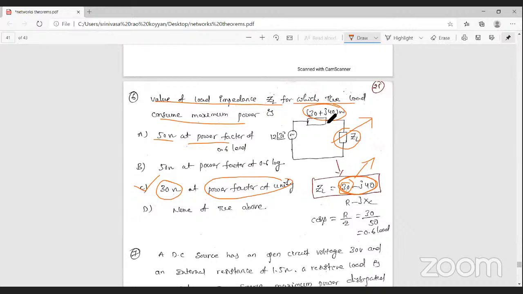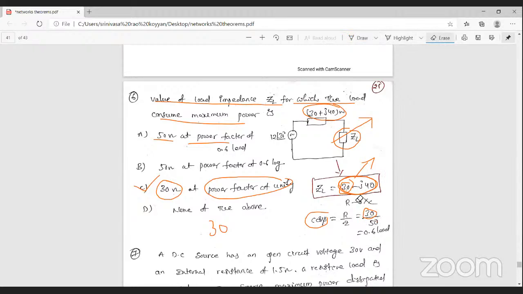Okay, correct, it fits. So look here, ZL is equal to 30 minus J40. What is the resistance value here? 30. So the resistance value is 30. And we need to find out the power factor. So for the power factor at this load, cos phi is equal to R by Z. R value 30, Z value 50. Look at how this 50 came.